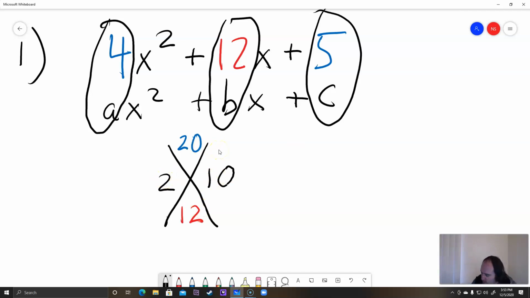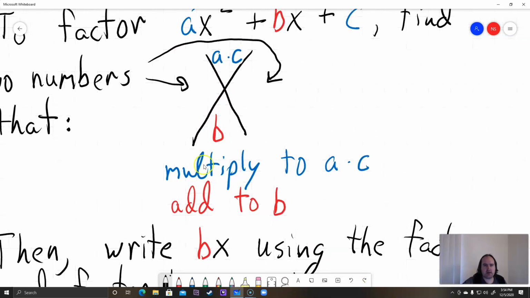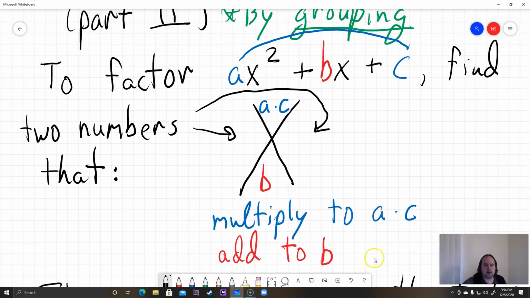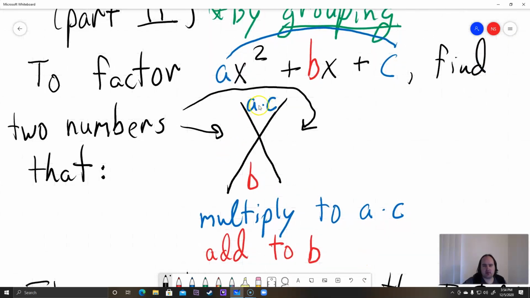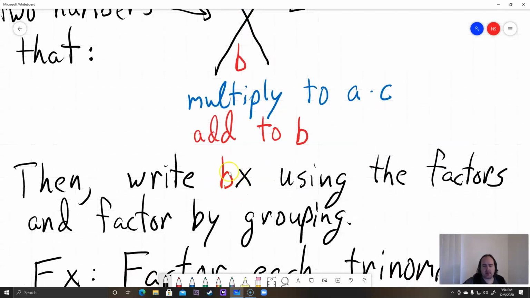So these actually work. Those multiply to 20 on the top, and they add to 12 on the bottom. So those are our winning numbers. Those are the ones that we want to keep. All right. So that was this first bit here that I was talking about. We went ahead and found two numbers that multiply to a times c and add to b. Now the second part is we need to rewrite bx, which is our middle term, using the factors, and then we factor by grouping.